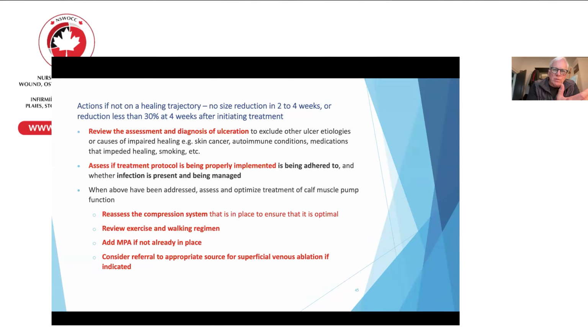And then if you've established that all of those things are optimal, then you reassess the compression system, make sure that it's the optimal one. We review their exercise program. If they don't have the muscle pump activation device, then absolutely at this point, you should be getting it in. As I said, ultimately, we may look at recommending this from the outset in most patients, just from the data that we've seen in Keith Harding's and Holly Murray's papers. And then the other thing is to consider superficial venous ablation, which is another treatment that can be utilized to help improve calf muscle pump function.